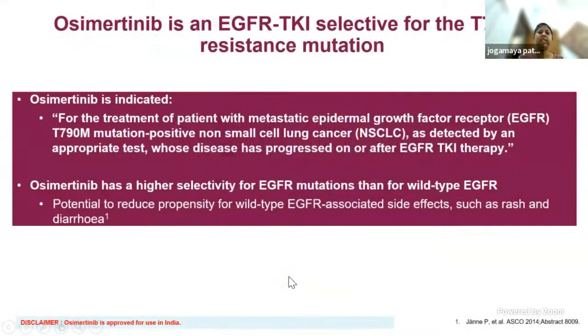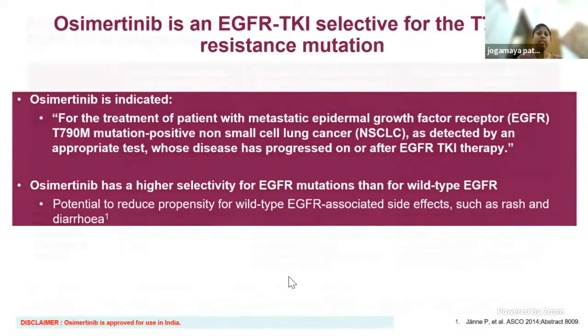Osimertinib is indicated for patients with metastatic T790M mutation positive NSCLC, detected by an appropriate test, whose disease has progressed on or after EGFR TKI. Osimertinib has a higher selectivity for mutant EGFR compared to wild type EGFR.